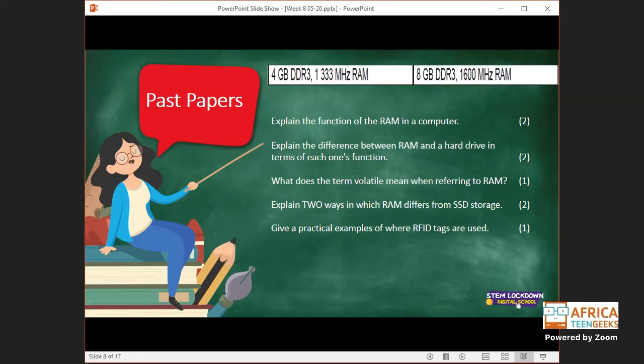Okay, and then there are other questions sometimes there. I think that was on the wrong slide. Give a practical example for Arbor tags. We'll come back to the Arbor tag later. Just make a note. I accidentally added that one to the wrong slide.